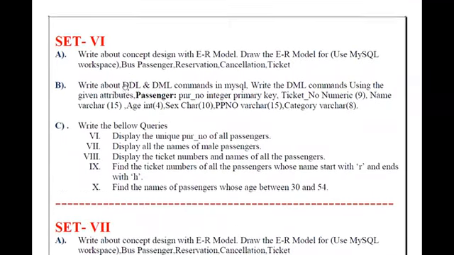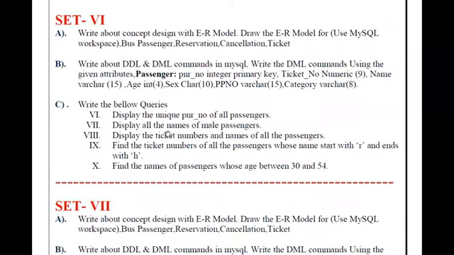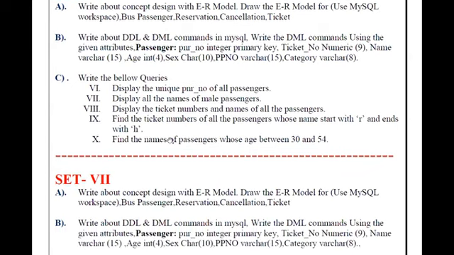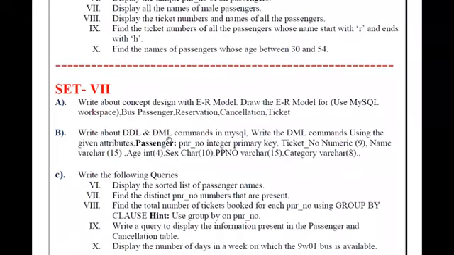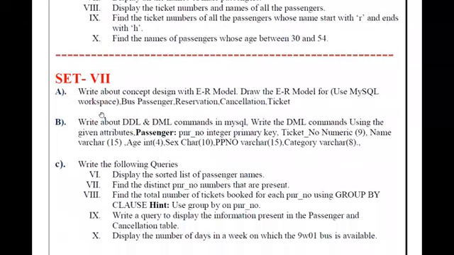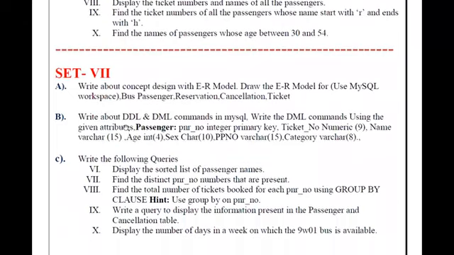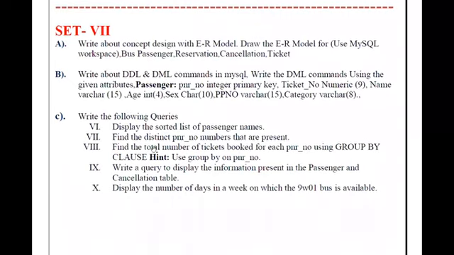Set number 5: 2 questions are common again. In this set they again gave 5 queries. Display the unique PNR number. I think this question is repeated. Next, 7th set: 2 questions are common, and again different queries. Display the sorted list of passenger names.